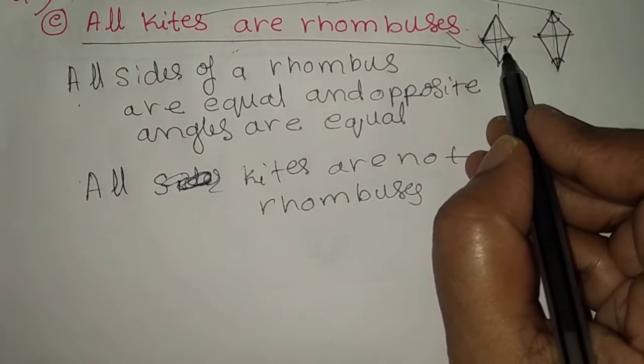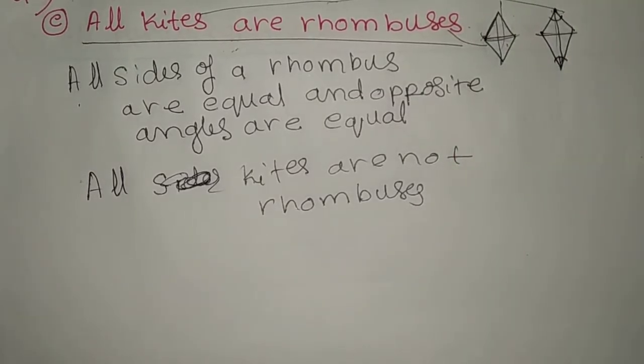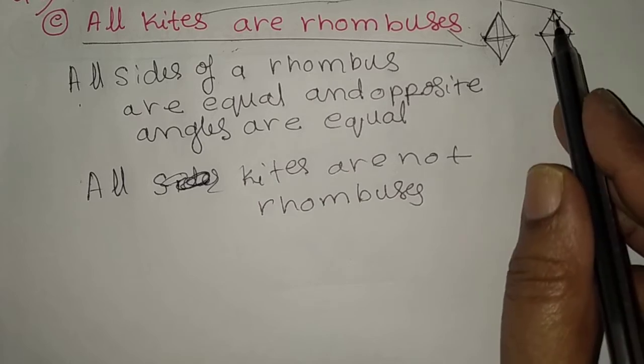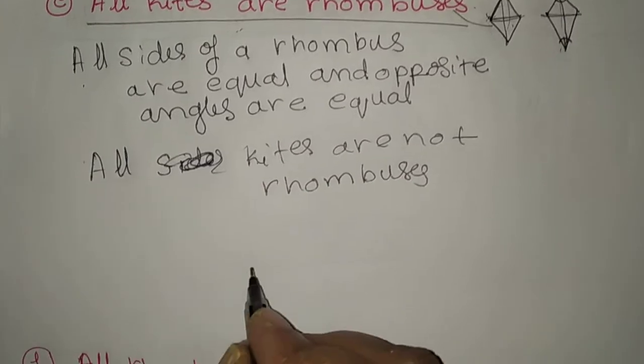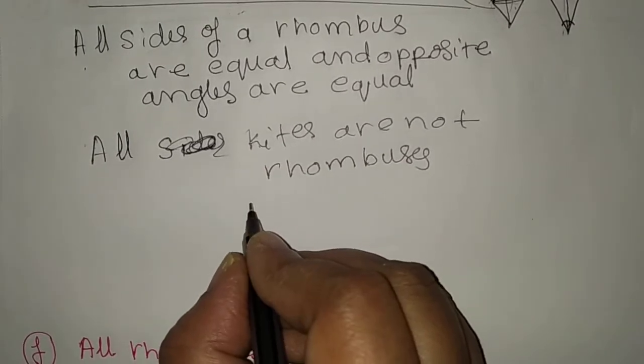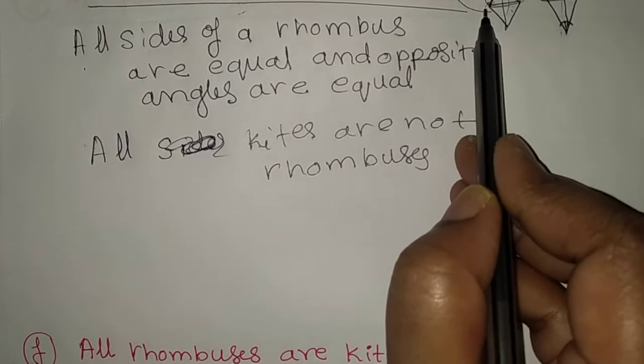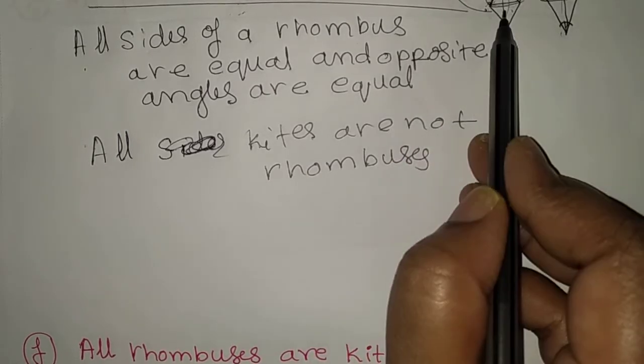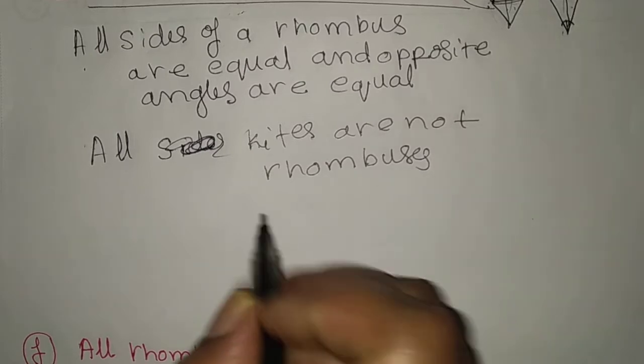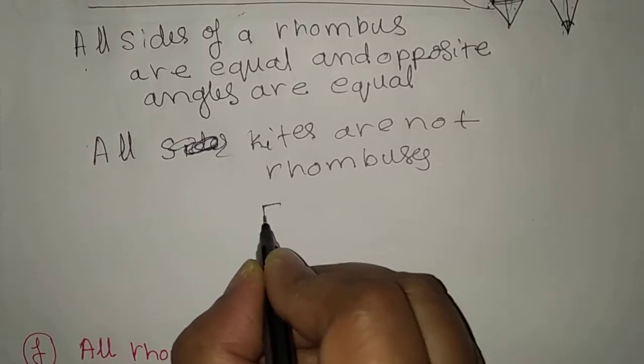Here all the sides are equal. Here the opposite angles are equal. All the sides are not equal. So the answer is, and here the square is a rhombus. This square is a rhombus. This one is a quadrilateral. So false.